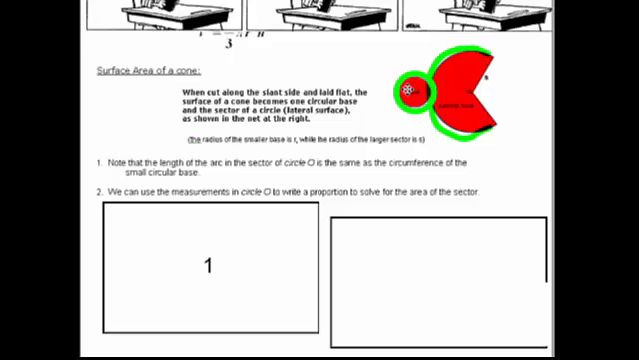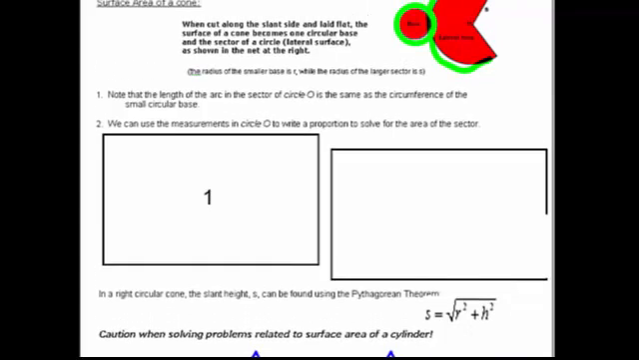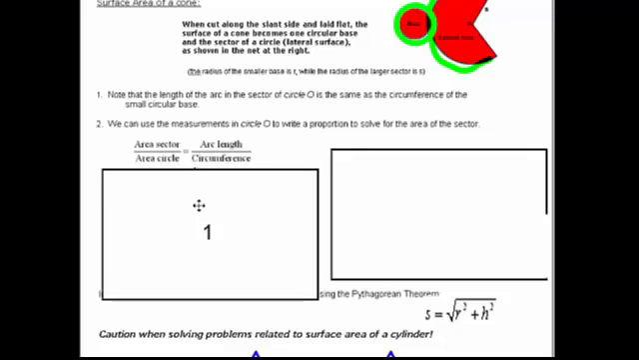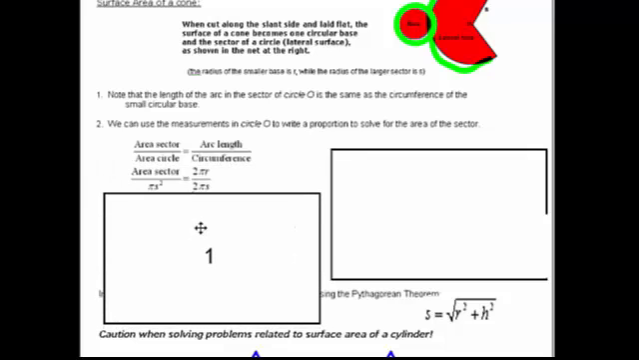So if we think about these two components, the radius of the base of the cone is going to give me the area of this circle. The slant height of the cone will be the radius of the sector that I'm referring to. Note that the length of the arc in the sector is the same as the circumference of the small circular base. So we can use that to write a proportion to solve for the area of that sector. If I say the area of the sector is to the area of the circle as the arc length is to the circumference, I can write this proportion.